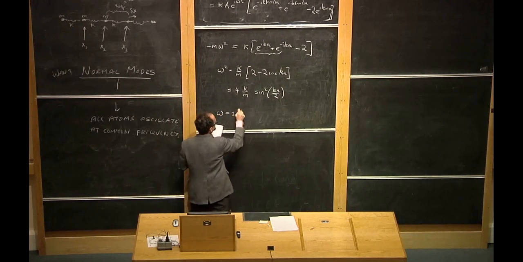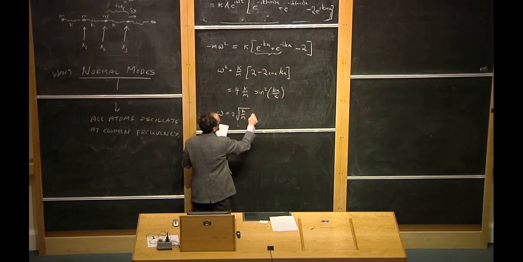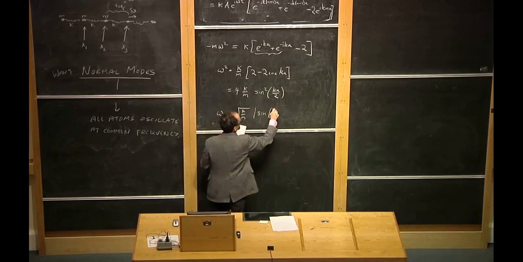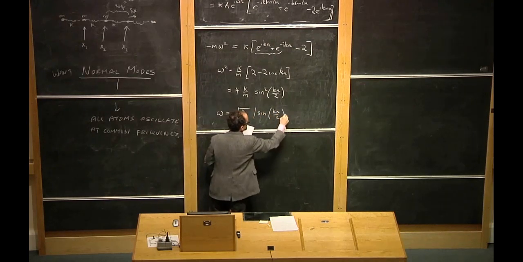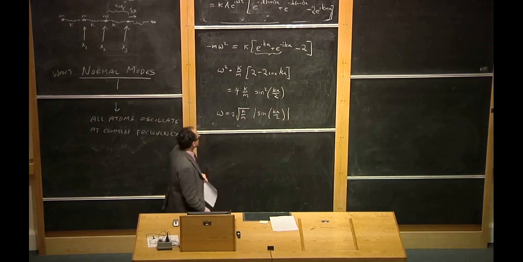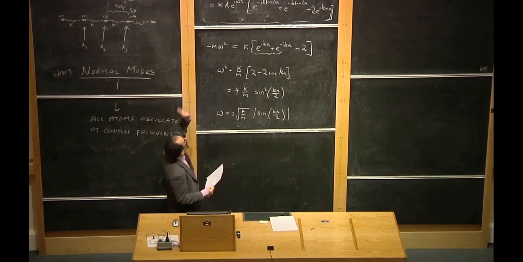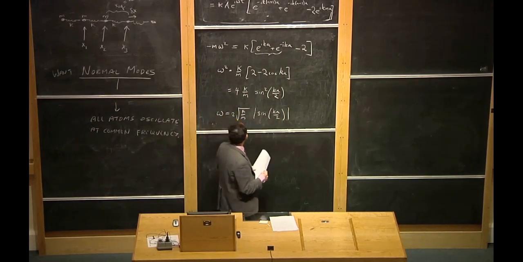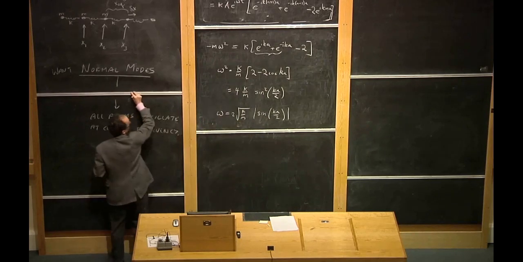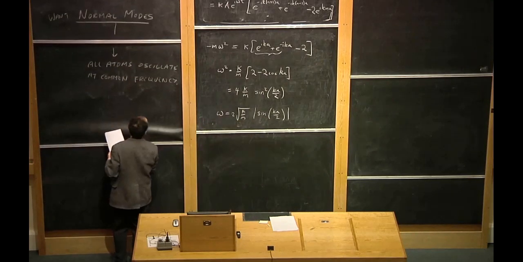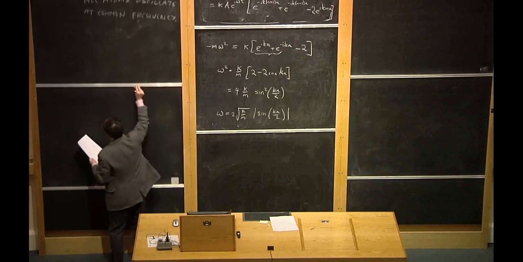Omega is 2 square root of kappa over m, absolute value of sine of ka over 2. And there we have it. We've solved for the frequency of the normal modes of our chain given the wave vector k. Now, it's probably worth plotting the answer. Here we go.